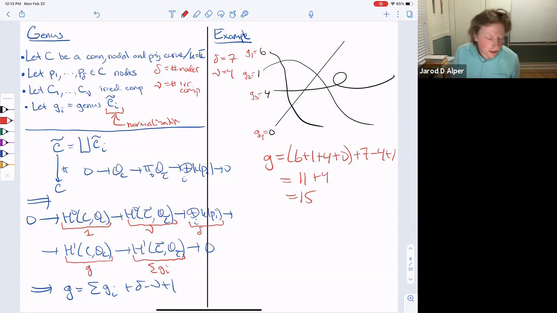And note that you can also use this picture to come up with a way to compute it very, very quickly. If you just look at the number of the connected regions here, there's this region, this region, this region, and this region. There are 4 of these regions. And the genus is exactly that number plus the sum of the geometric genus of the components: 6 plus 1 plus 4 plus 4.